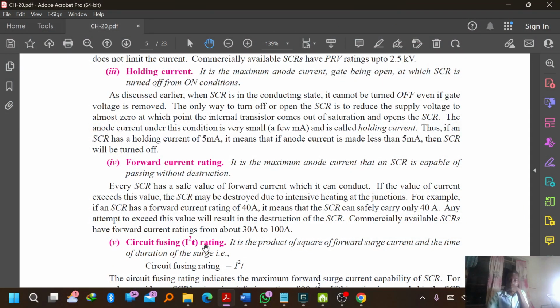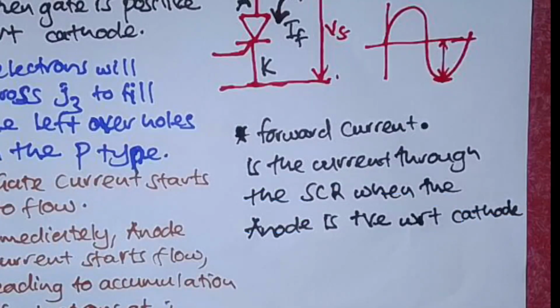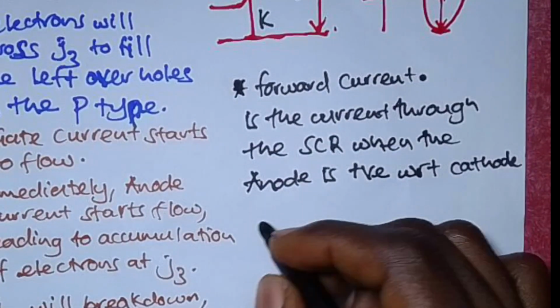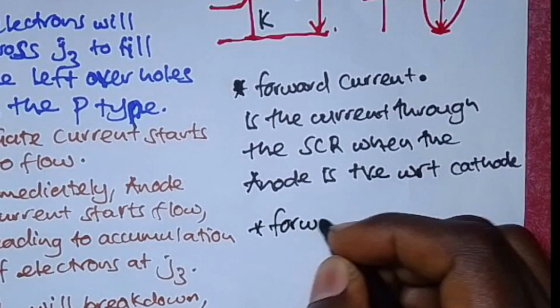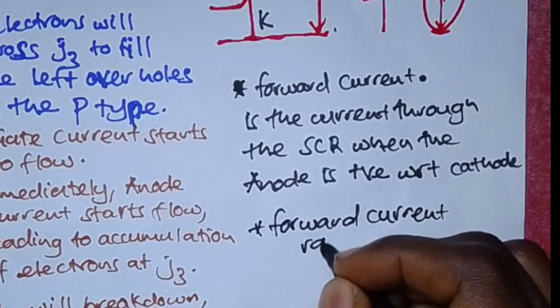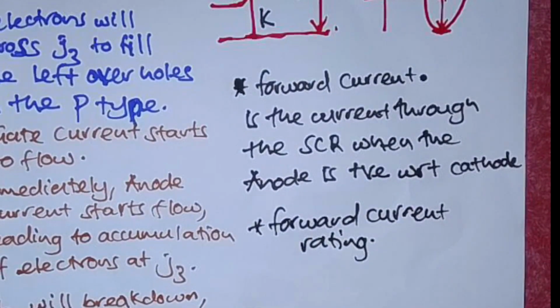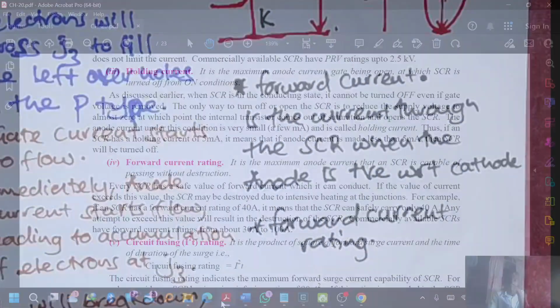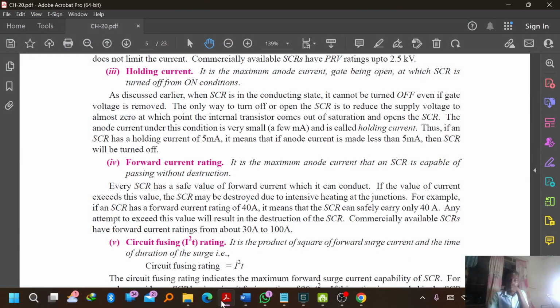So this here is the definition for the forward current rating. Looking at it, as we saw, a diode has a certain maximum voltage that it can withstand before it starts to conduct. It has a certain voltage rating that it can withstand in the forward direction. Even this one here has a certain voltage that it can withstand.